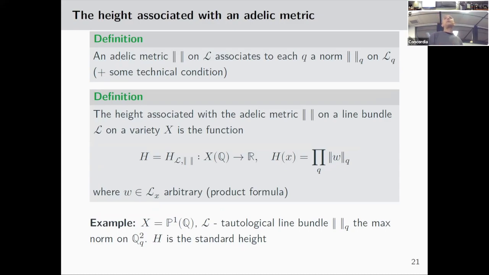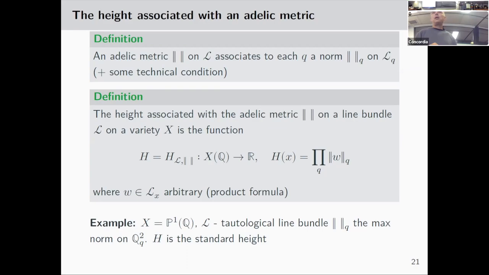And so the height associated with an adelic metric on a line bundle is just the following thing. I want to do the height at a point, and what I do is I pick a vector above the point, and I take the product of the norms at all primes, including the prime at infinity, of that vector. And again, because I have a product formula, it actually doesn't matter which vector I take. Because if I multiply by something, I pick up the product of the absolute values at all the primes, and it's just going to be one.